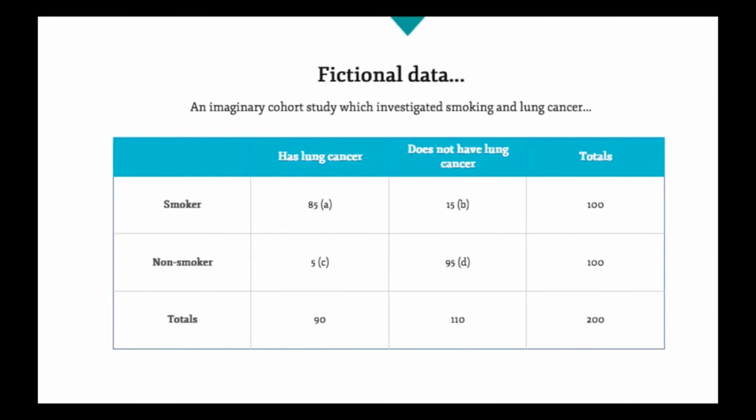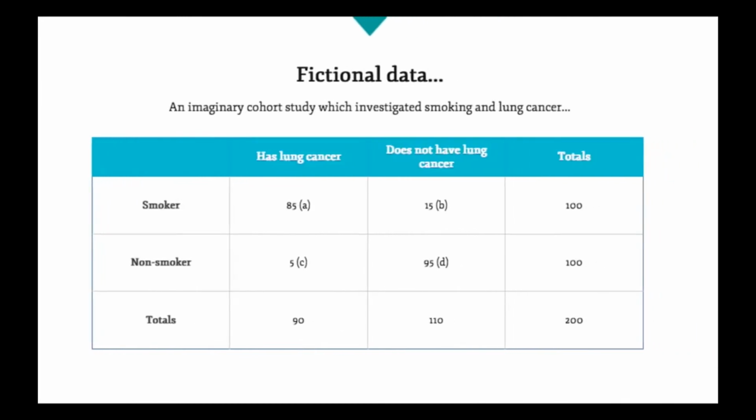So let's take an example in which we'll calculate the relative risk together. We'll look at some fictional data. Imagine that we're still thinking about the relationship between smoking and lung cancer. We might have conducted a cohort study and obtained the following results.